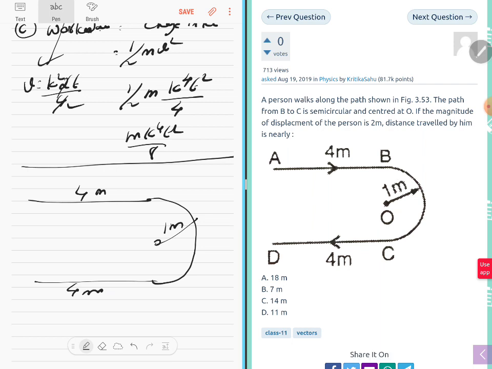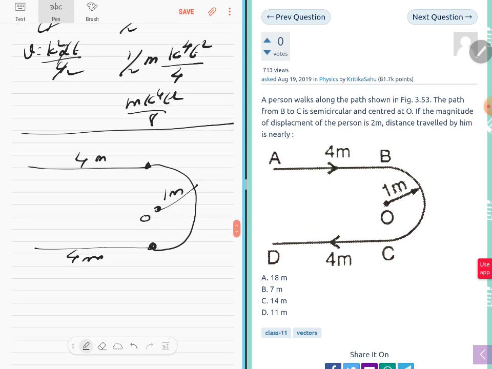The path from B to C is a semicircle centered at O. If the magnitude of the displacement of the person is 2 meter, then obviously the radius is 1 meter. So with that only you can write what is 1 meter. Okay, anyway, the distance traveled by him. The distance traveled by him will be 2 pi r.